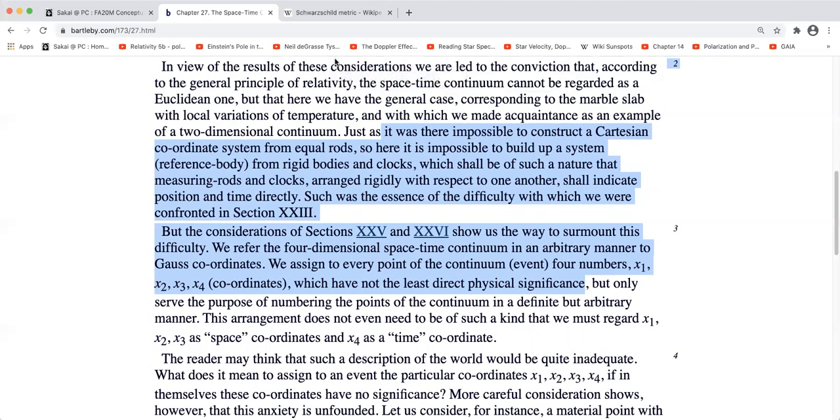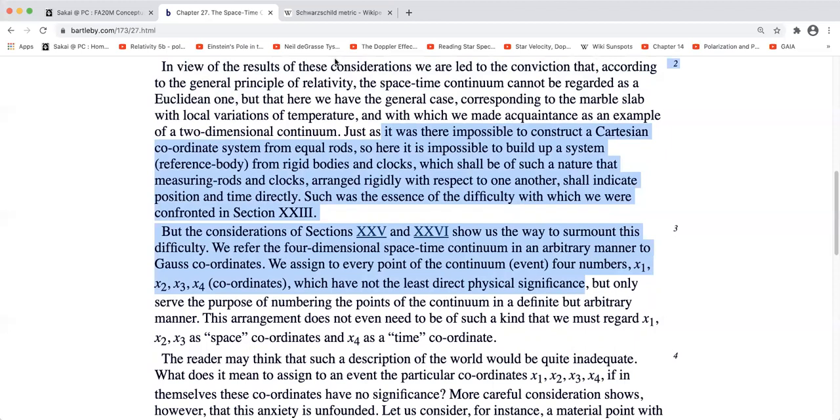Sure. Just as it was there impossible to construct a Cartesian coordinate system from equal rods, so here it is impossible to build up a system, reference body, from rigid bodies and clocks, which shall be of such a nature that measuring rods and clocks arranged rigidly with respect to one another shall indicate position and time directly. Such was the essence of the difficulty with which we were confronted in section 23.